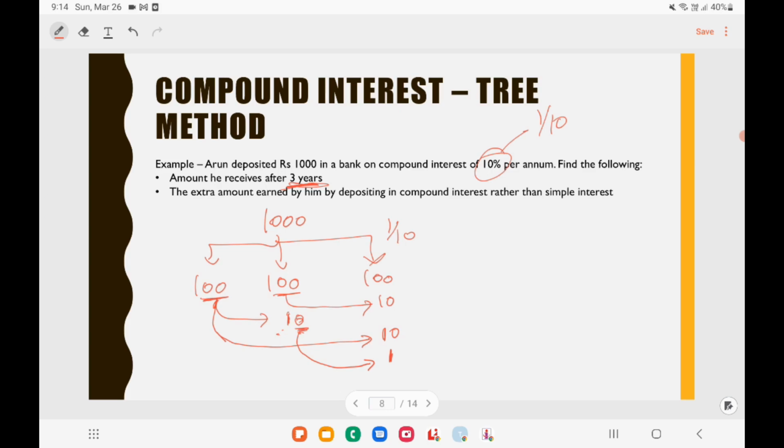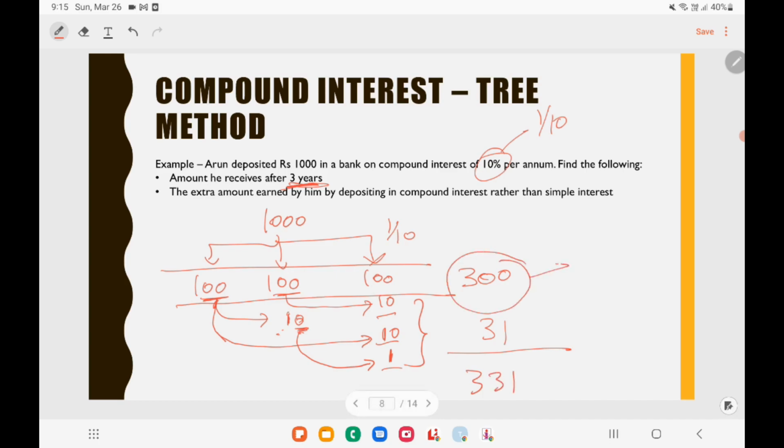Okay, so you got these things. Now if you add the first line, you are going to get 300. If you add all the other lines, you will get 10 plus 10 plus 10, 30. 30 plus 1 is 31. So 300 plus 31 is 331. So this 300 will be the simple interest. If you put 1000 rupees in a bank account at simple interest at 10% per annum for 3 years, you will get simple interest of 300. Same thing if you put it in compound interest, you will get 331 and 31 will be the difference between compound interest and simple interest. So this is how you need to use the tree method.